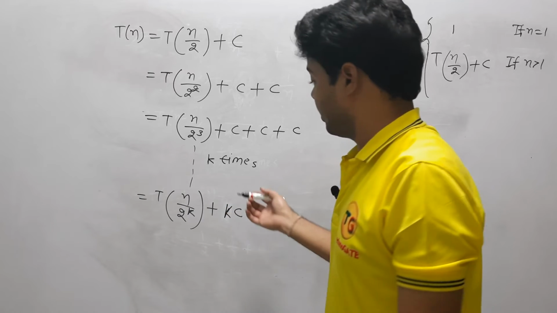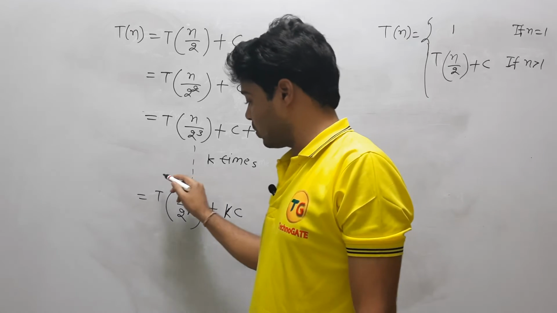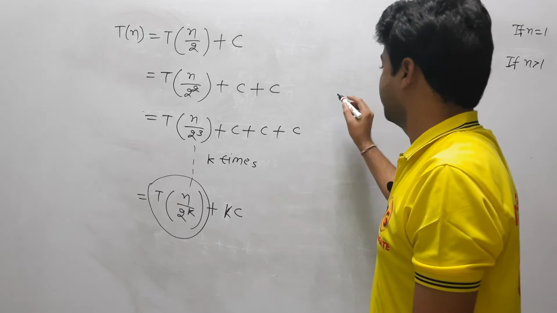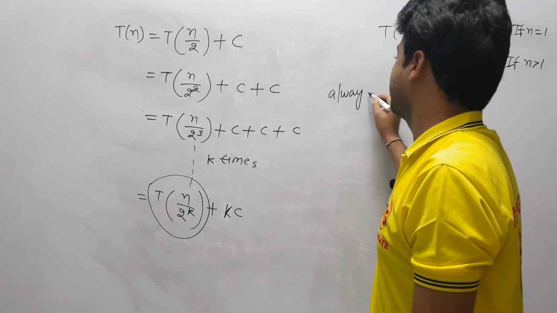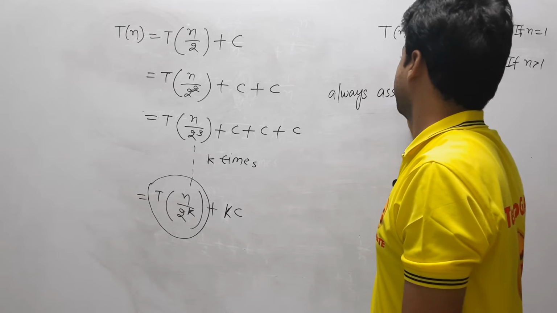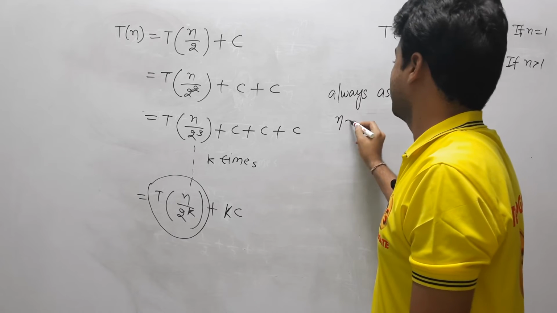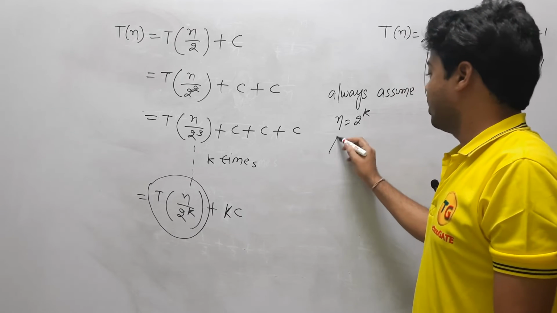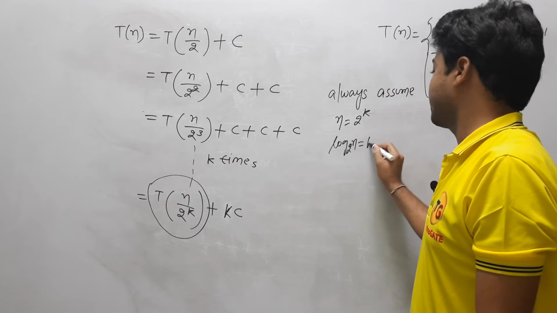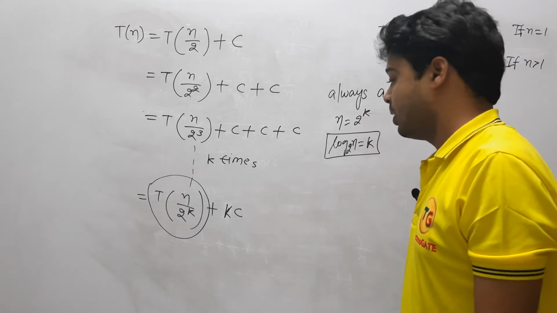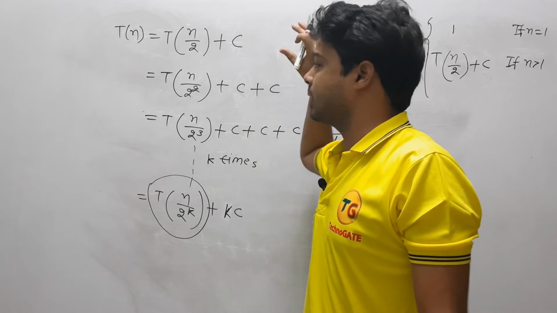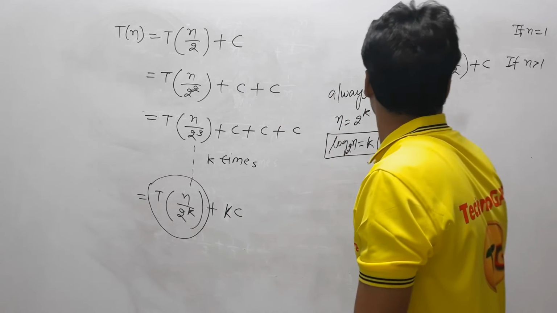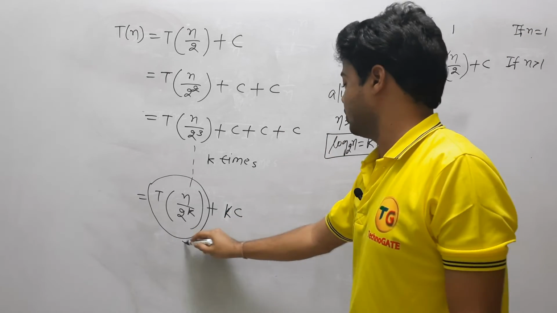Your aim is to make this term 1. So always assume n equals 2 raised to power k. Take log on both sides, so k equals log n. Whenever you see division in the recurrence relation, always assume n equals 2 raised to power k, because your target is to make it 1.